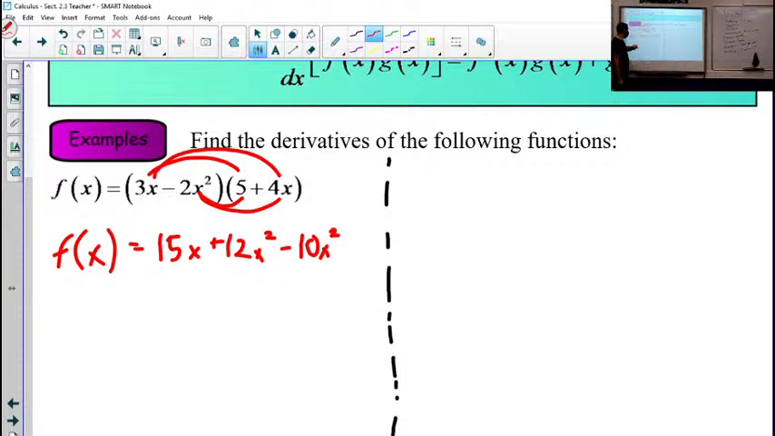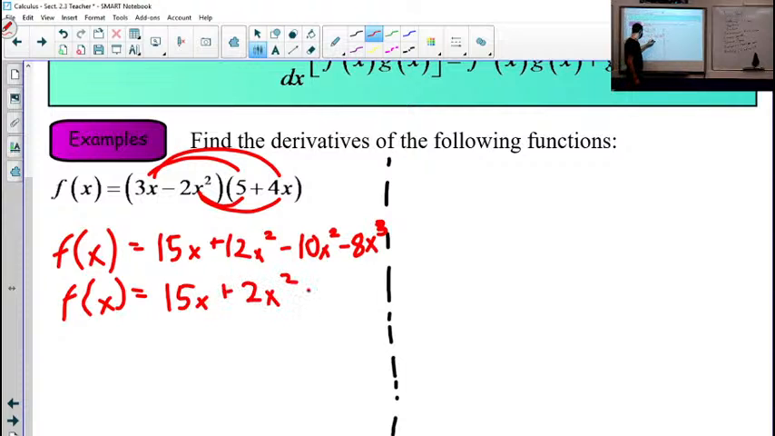Negative 2x squared times a positive 4x is going to be a minus 8x cubed, because we have an x squared times x. Positive 12x squared minus 10x squared, and then minus 8x cubed. All right, we'll put a pin in that. We can take the derivative of that, but before that, let's see what the product rule looks like.